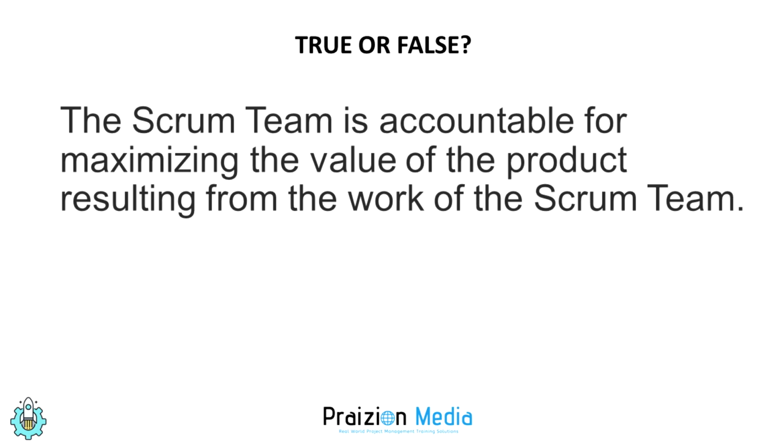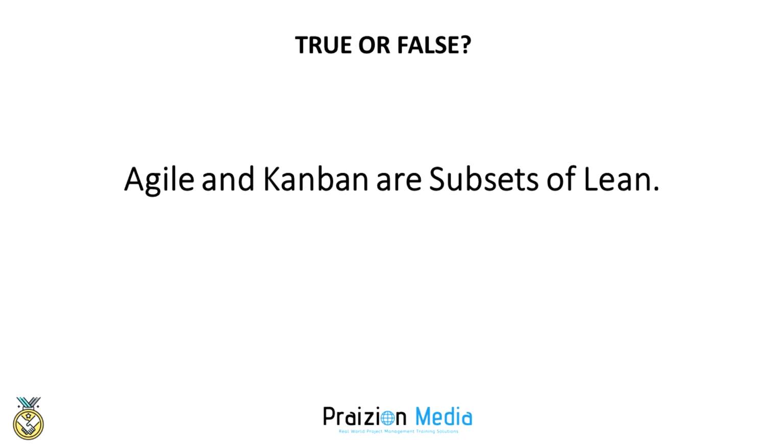The Scrum Team is accountable for maximizing the value of the product resulting from the work of the Scrum Team. False. Agile and Kanban are subsets of Lean. True.